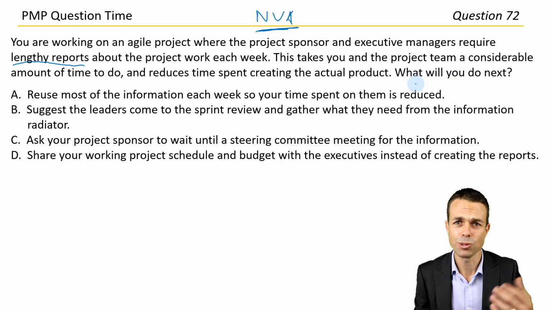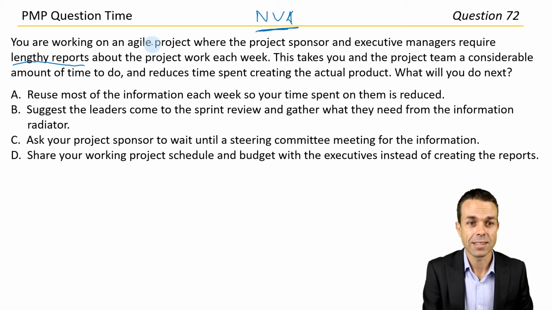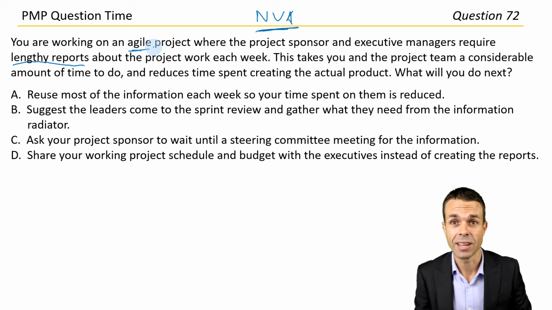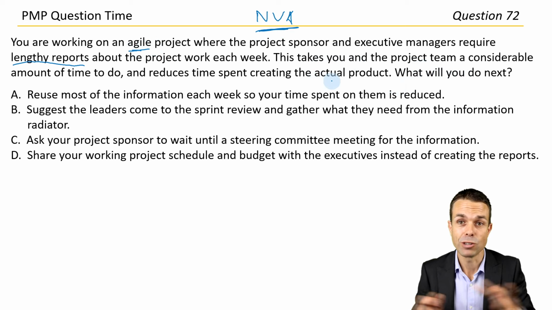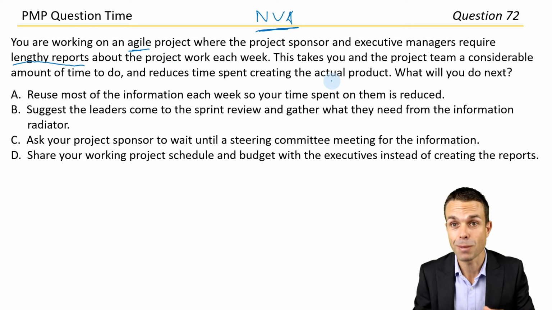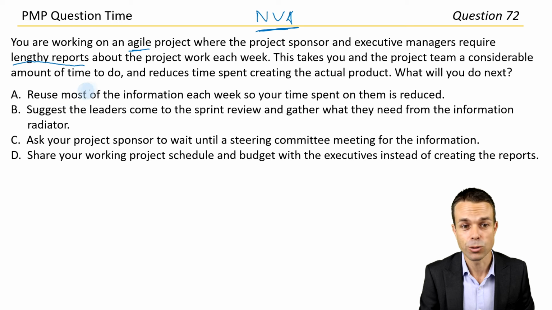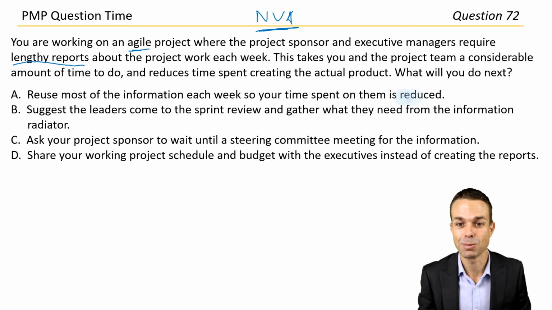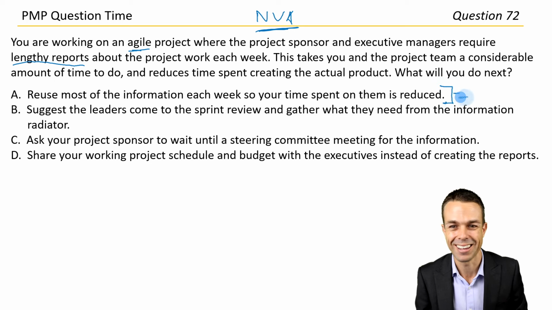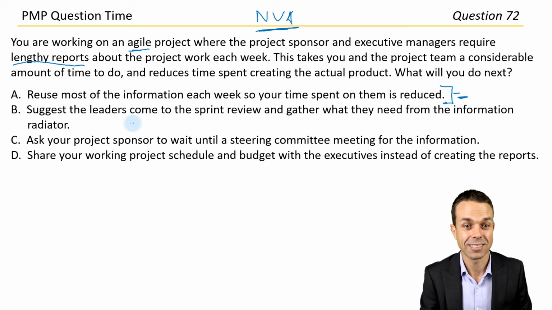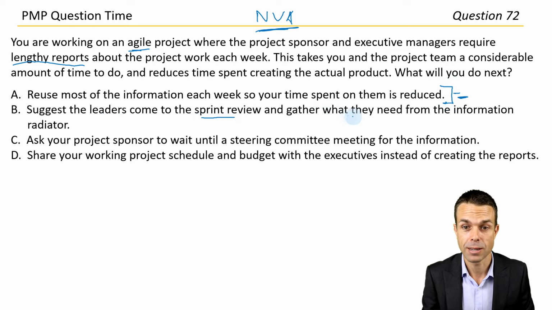Okay, let's see if we can reduce this somehow. And it's an agile project, so what do we do instead? We demonstrate to the customer, we have visible charts and visible areas, an information radiator that people can pull information from. Okay, reuse most of the information each week so your time spent on them is reduced. I like that. That's cheating a little bit actually, but I think there's probably a better answer there. Suggest the leaders come to the sprint review, that could be good, and gather any information that they need from the information radiator. There we go.